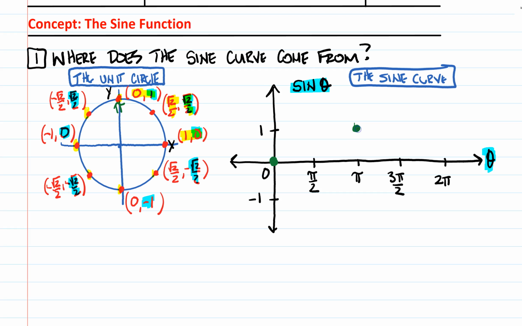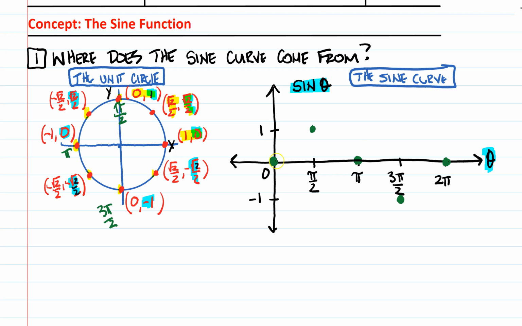Oh, sorry, this is pi over 2. Excuse me, this is pi over 2. And then this is pi, my bad. So at pi over 2, I'm up here at 1. At pi, the y coordinate is 0 again. So I'm back here at pi comma 0. At 3 pi over 2, which is this one over here, the y coordinate is worth -1. So 3 pi over 2 comma -1 is going to be a coordinate on the new one. And then finally, if I go all the way back around to 2 pi radians, which is all the way around, I'm back to 0 again.